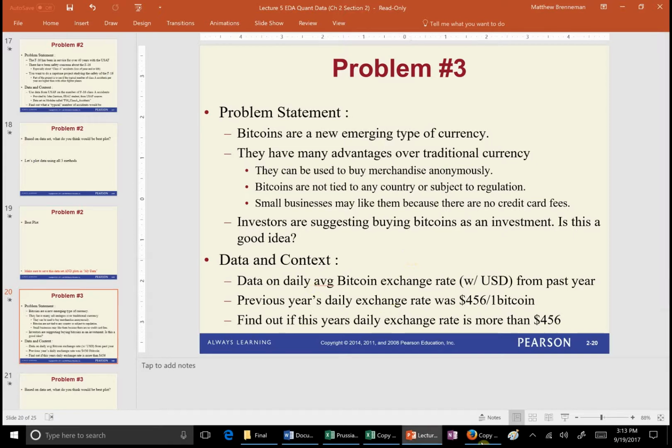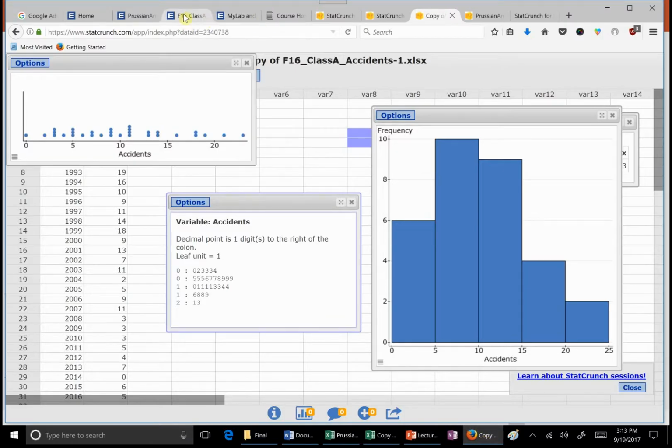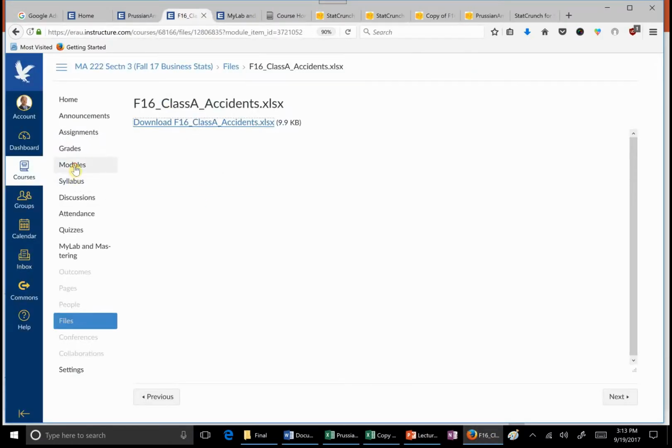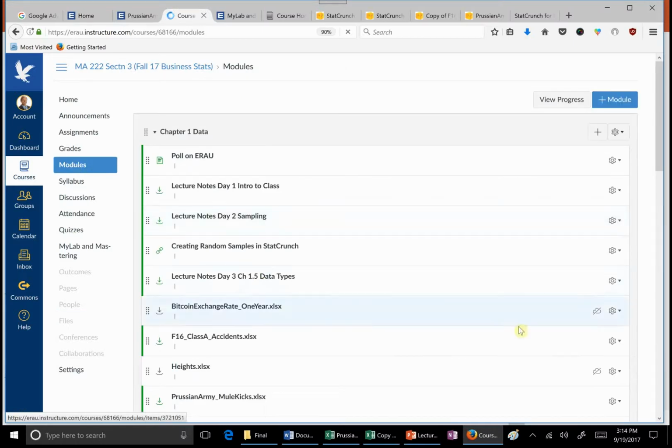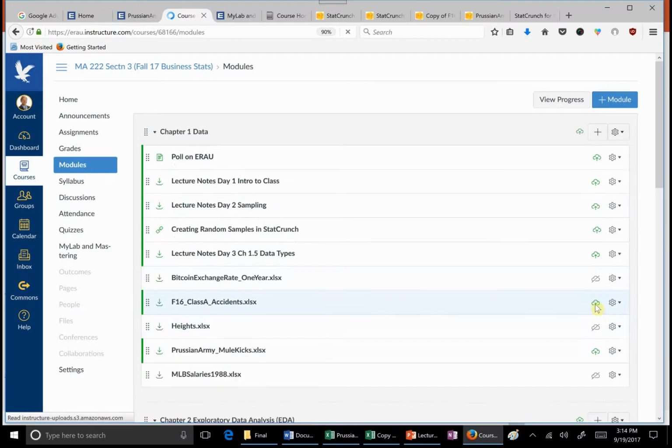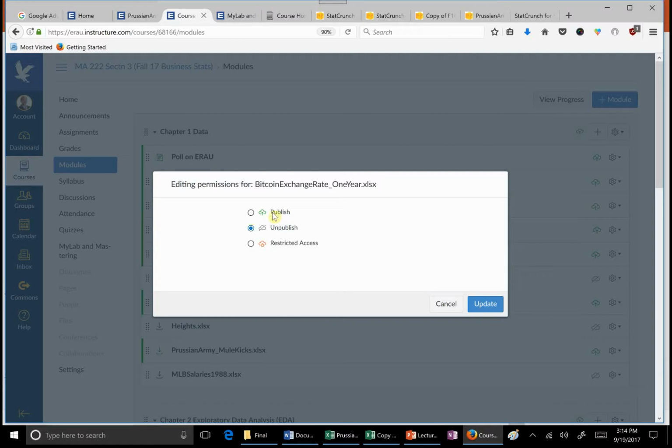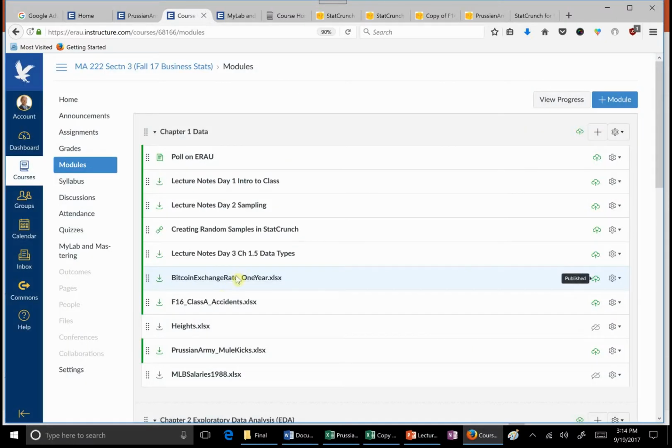Let's go ahead and download this. So go to modules, and I'll open it up here. Okay, if you refresh your screen now, it should be there. And we'll go ahead and open that up and save that and then put it in StatCrunch.